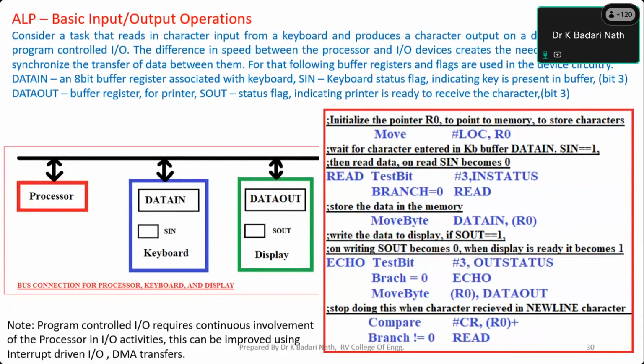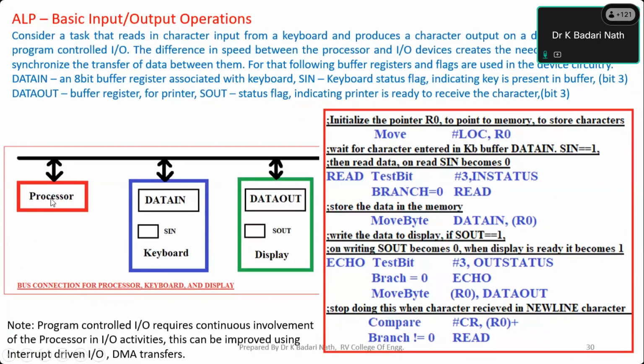Now, look at the processor. The processor works at a speed of megahertz to gigahertz. It works at very high speed. Look at the speed at which the keyboard works. It's very slow. Look at the speed at which your displays work. It's also slow. That means there is a speed gap between the processor and the input-output devices.